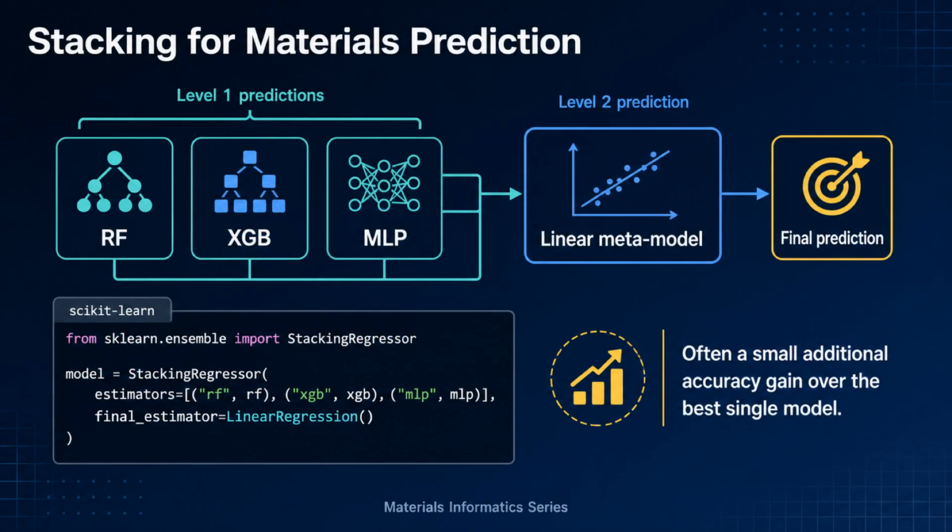Stacking uses diverse base models that capture different patterns, then a metamodel learns how to combine them. Use sklearn's StackingRegressor with a list of base estimators and a final estimator. Typically combine random forest, XGBoost, and neural network as base models with linear regression as the metamodel. Cross-validation prevents overfitting in the stacking.